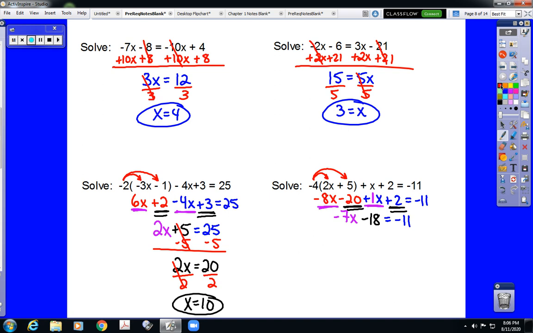So then we would go in here and we would add 18 to each side to get the x term by itself, giving us negative 7x equals 7, and divide by negative 7, which gives us x equals negative 1. Couple more examples.